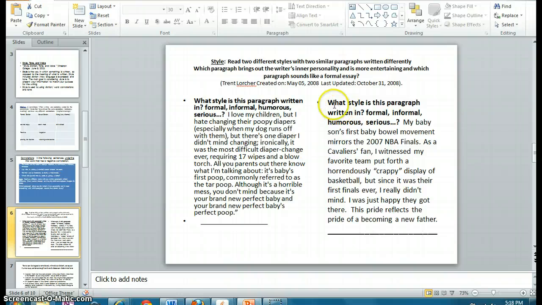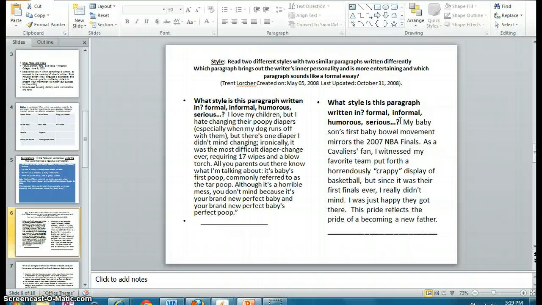Okay, the next one is, what style is this paragraph written in? Formal or informal, humorous or serious? Here I'm starting right here. My baby son's first baby bowel movement mirrors the 2007 NBA Finals. As a Cavaliers fan, I witnessed my favorite team put forth a horrendously crappy display of basketball, but since it was their first finals ever, I really didn't mind. I was just happy they got there. This pride reflects the pride of becoming a new father.